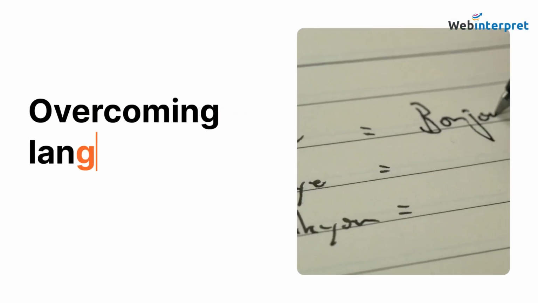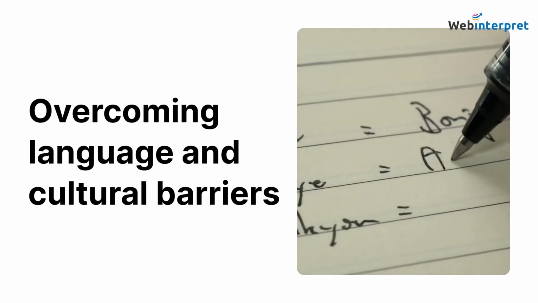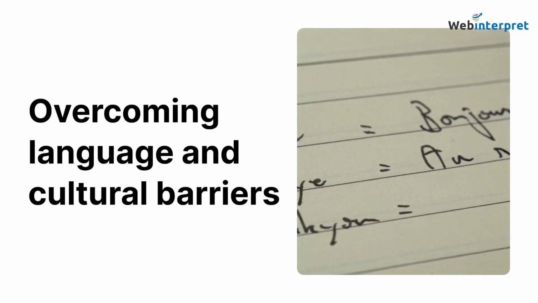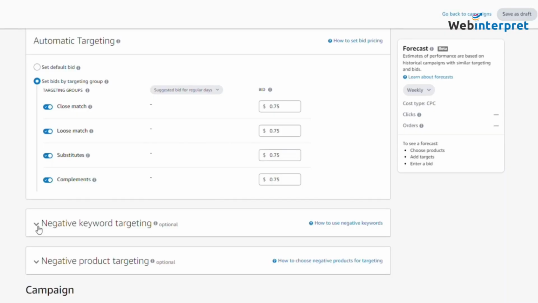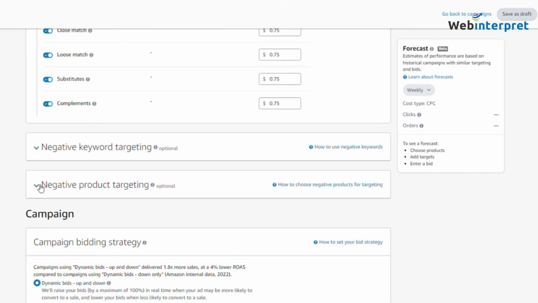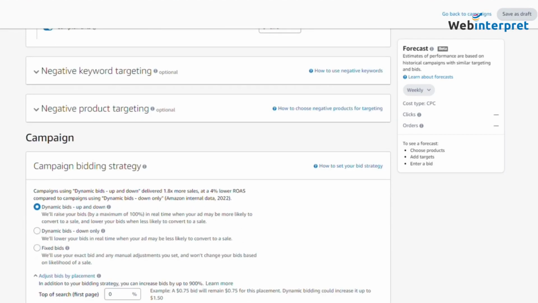First up, let's talk about overcoming language and cultural barriers. Amazon's dominance as a digital retailer gives sellers access to a large, engaged customer base. However, to truly succeed, you need to optimize your strategies for different markets. One way to maximize ROI is by employing localized keyword research and ad copy optimization. Adapting language, imagery, and messaging to resonate with specific cultural preferences enhances engagement and conversion rates.